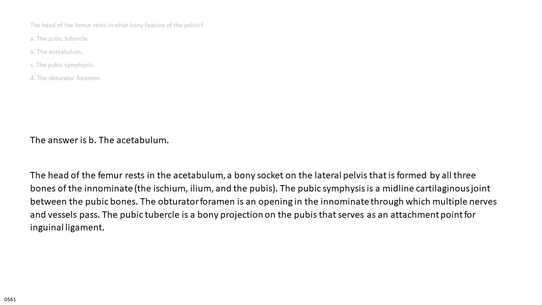The answer is B. The acetabulum. The head of the femur rests in the acetabulum, a bony socket on the lateral pelvis that is formed by all three bones of the innominate: the ischium, ilium, and pubis. The pubic symphysis is a midline cartilaginous joint between the pubic bones. The obturator foramen is an opening in the innominate through which multiple nerves and vessels pass. The pubic tubercle is a bony projection on the pubis that serves as an attachment point for the inguinal ligament.